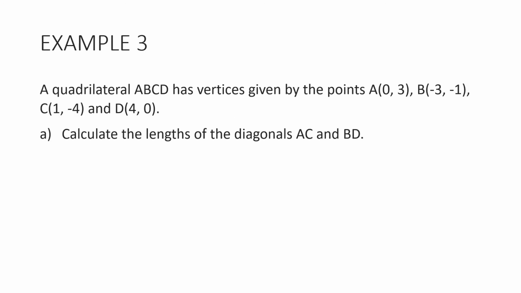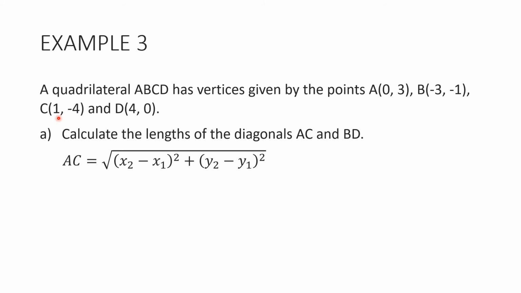Okay, let's move on to a slightly more complicated question. Quadrilateral ABCD has vertices given by the points A (0, 3), B (-3, -1), C (1, -4), and D (4, 0). Calculate the lengths of the diagonals AC and BD. All right, so we're going to use this point and this one here and work out the distance between the points. We'll start with the formula.